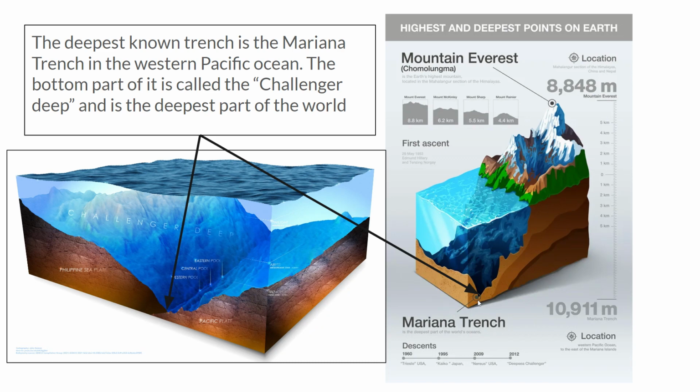The very bottom part of the Mariana Trench is called the Challenger Deep. And as you can see, once the oceanic crust has moved underneath the continental crust, it forms this narrow, very long dip. And this is what we call a trench. It's the deepest part of the world.